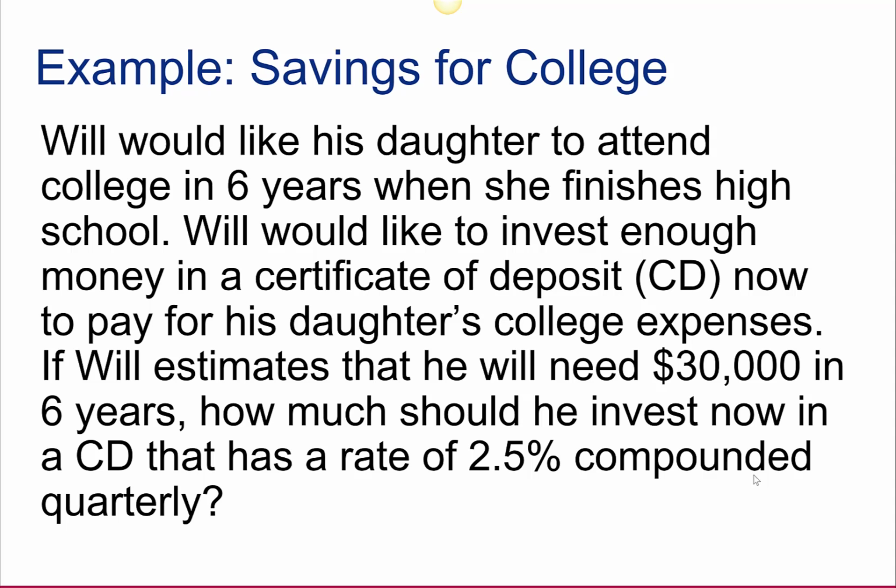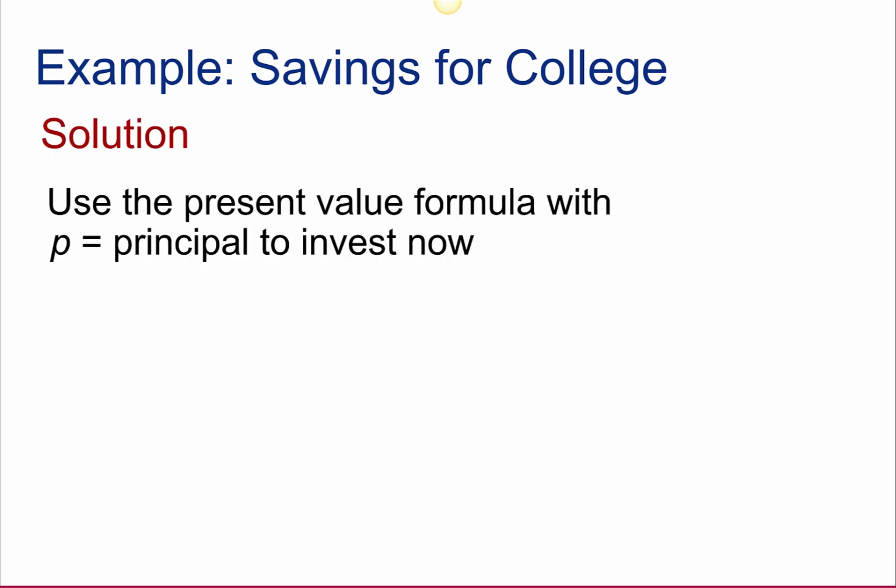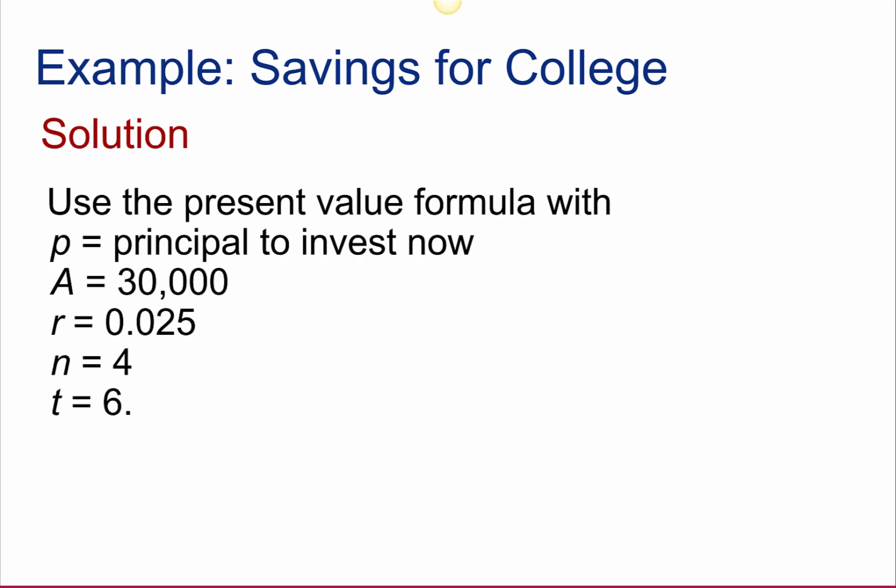Will would like his daughter to attend college in 6 years when she finishes high school. He would like to invest enough money in a certificate of deposit now for his daughter's college expenses. If he estimates that he will need $30,000 in 6 years, how much should he invest now in a CD that pays a rate of 2.5% compounded quarterly? So we're going to use our present value formula. We want to accumulate $30,000. 0.025 is the decimal interest rate. Compounded quarterly is 4 per year, for 6 years.